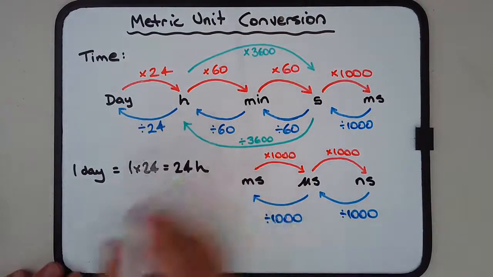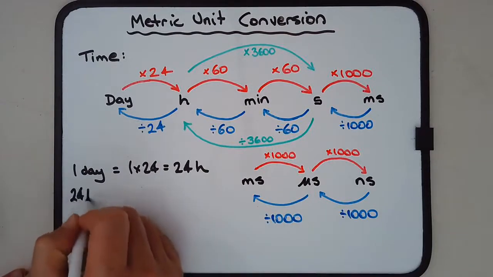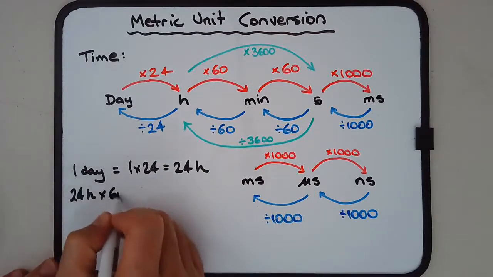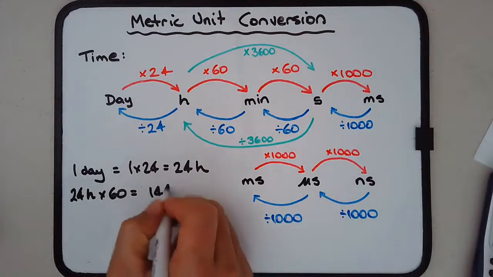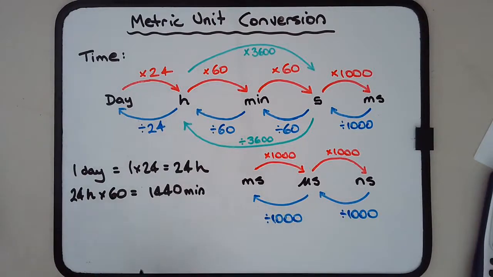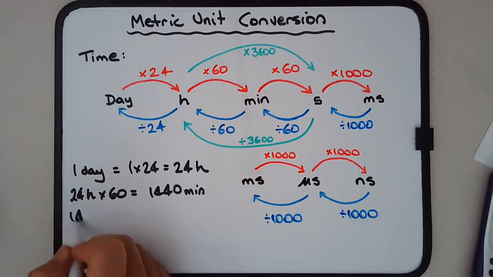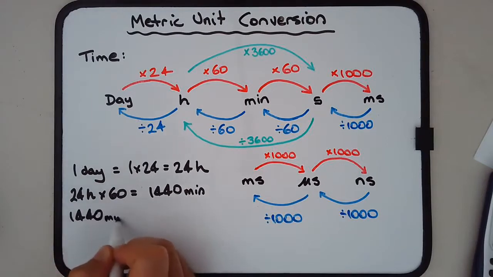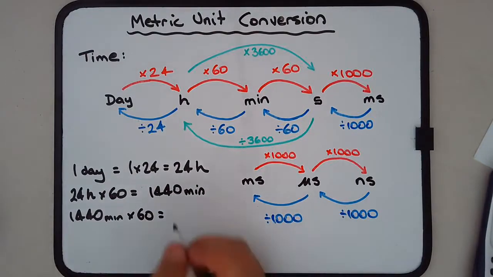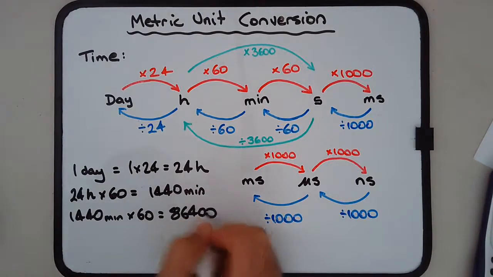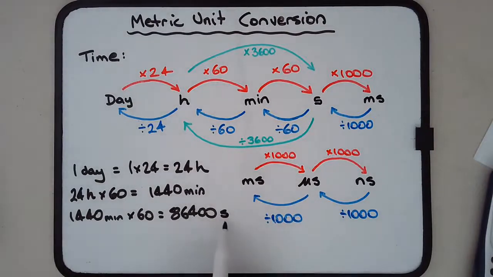So hours into minutes. 24 hours times 60 gives us the number of minutes in a day. So 60 times 24 is 1,440 minutes. How many seconds is that? 1,440 minutes multiplied by 60, and we get 86,400 seconds. The unit for seconds is just an S, and minutes is MIN, as you can see there.